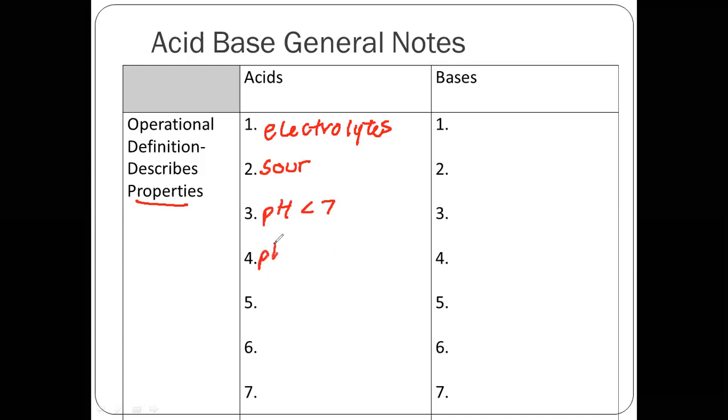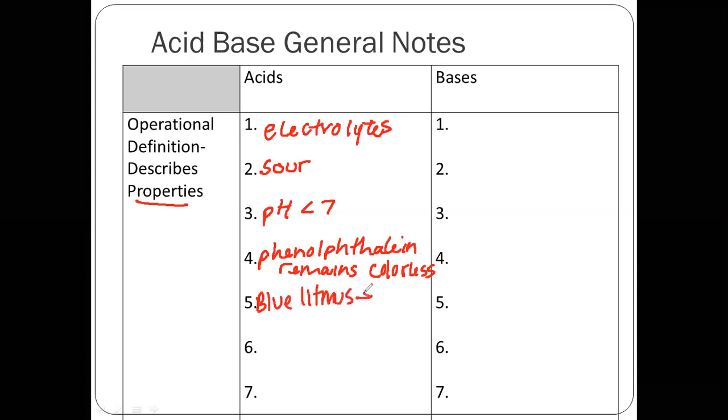When you add an indicator named phenolphthalein, this is a ridiculously long word, it remains colorless or clear. Number 5, if you have blue litmus paper, it turns red. So it's a piece of blue paper and you put it in and it turns red.